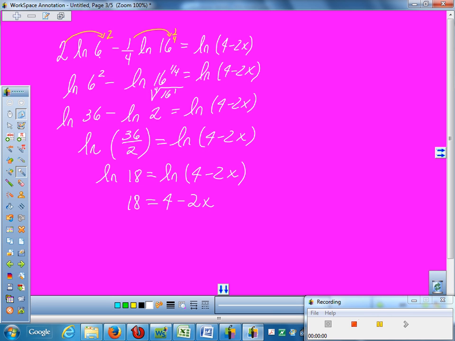Once I have that, since I have my logs equal, I can set my arguments equal. Now it's just a simple solve for x. I'm going to add the 2x over, subtract the 18, which will give me negative 14, and will leave me with x equals negative 7.